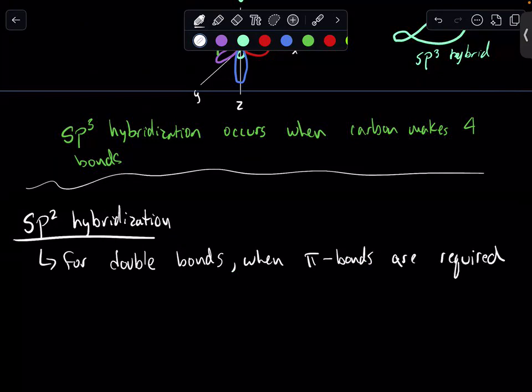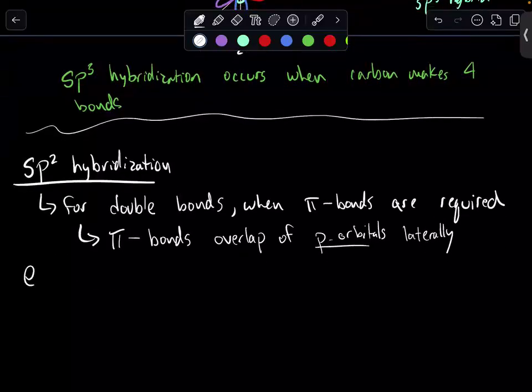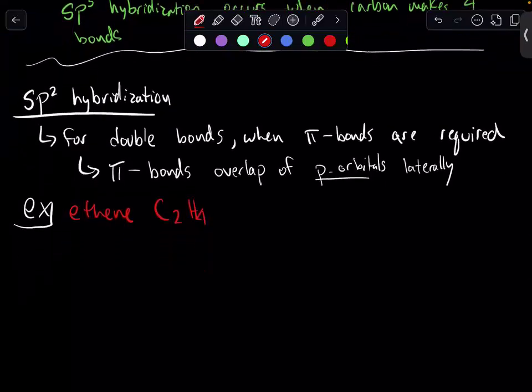So if you remember from our last lesson about sigma and pi bonds, pi bonds are specifically the overlap of p orbitals laterally. So it must be p orbitals, not sp orbitals, but specifically a p orbital. So we see this when we look at an example, which would be ethene, which is C2H4. So before we get into this exact example, let's look at the energy of the orbitals in ethene.